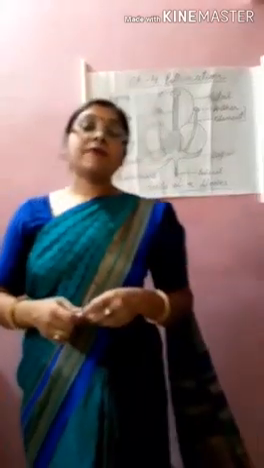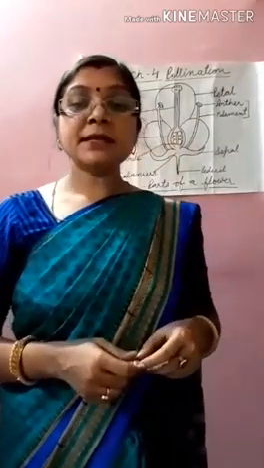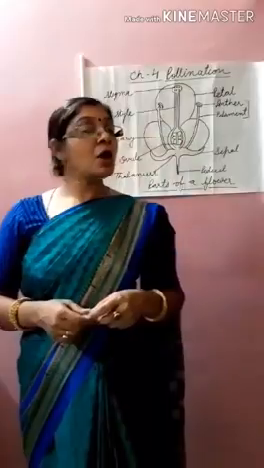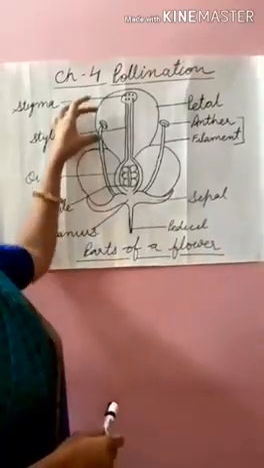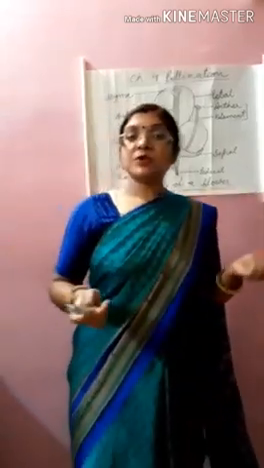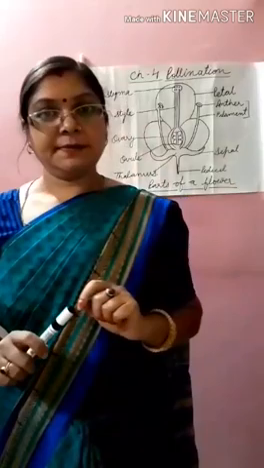The second whorl of a flower is called corolla, and it consists of a set of brightly colored leaf-like structures called petals. This is the picture of petals. Petals may produce different scents to attract insects towards the flowers.